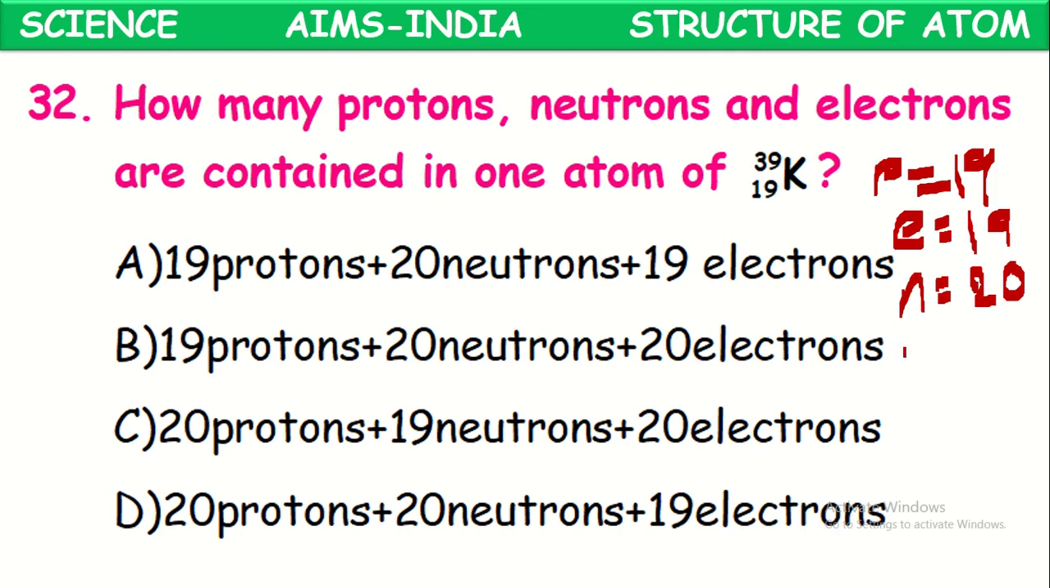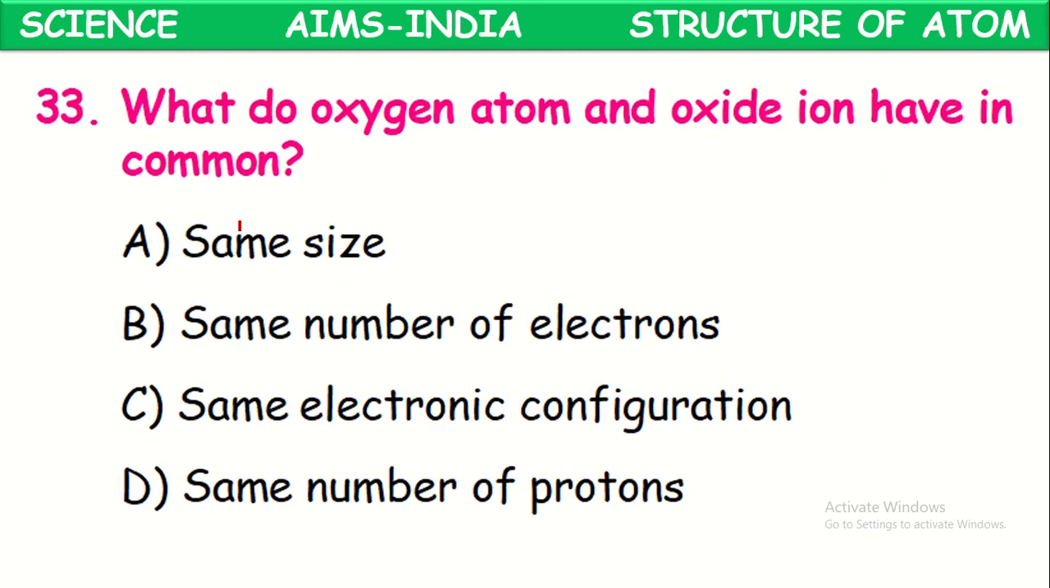Okay, see where it is given: 19 protons, 19 electrons and 20 neutrons. Here it is. Okay, next, what do an oxygen atom and an oxide ion have in common? What will they have in common? Oxygen atom and oxide ion.